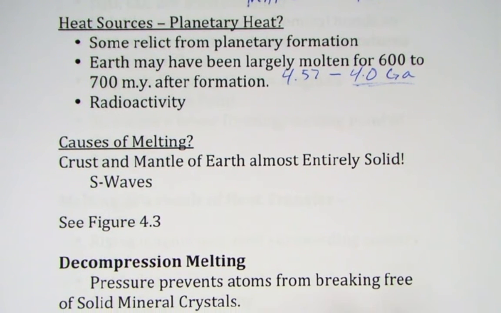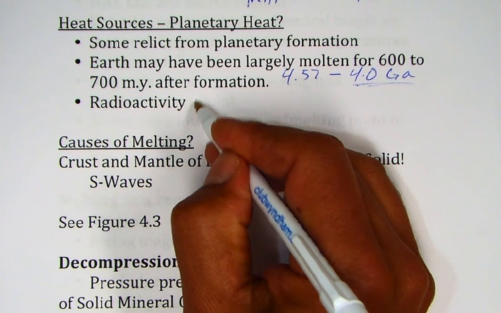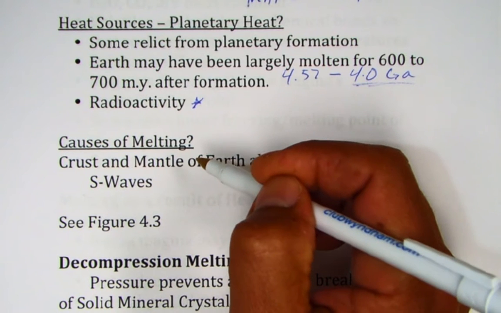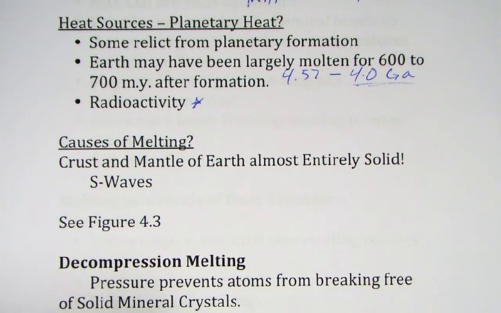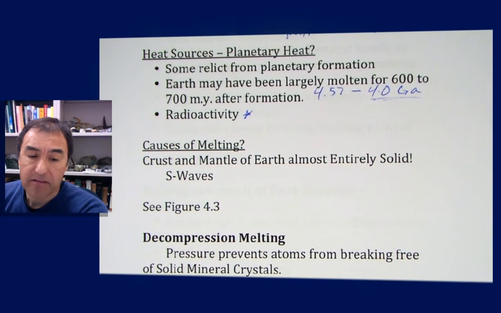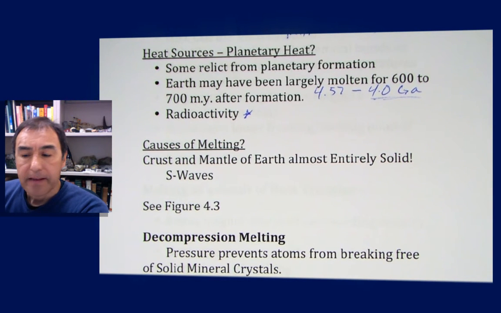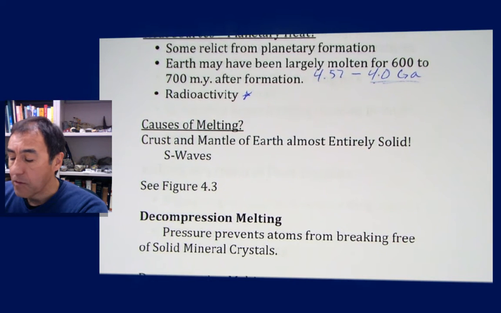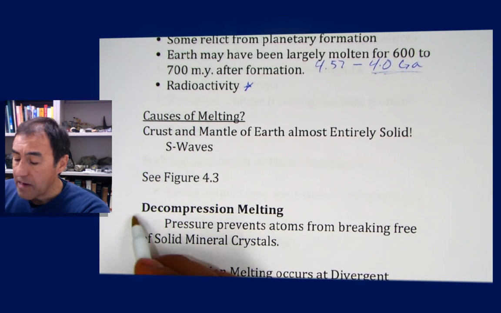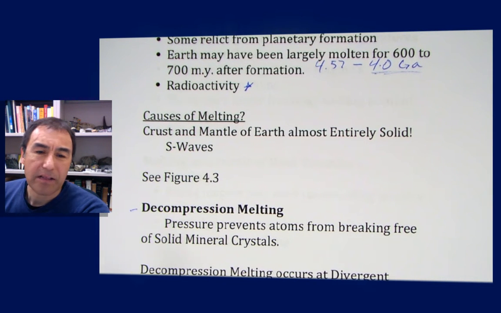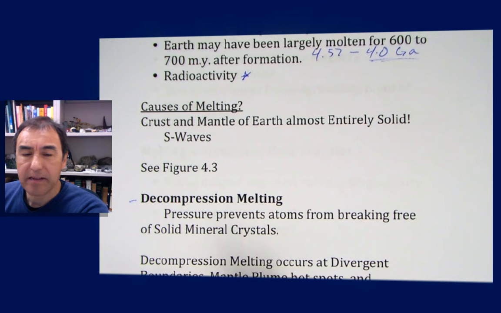The other important one here is radioactivity. We know that with radioactivity, one of the outcomes is heat, right? So not only are you changing the atom by changing the number of protons, but you're also giving off heat. Now, we'll look at the causes of melting, and they include decompression melting. And I'll talk later on about hydrous flux melting and some other types of melting.